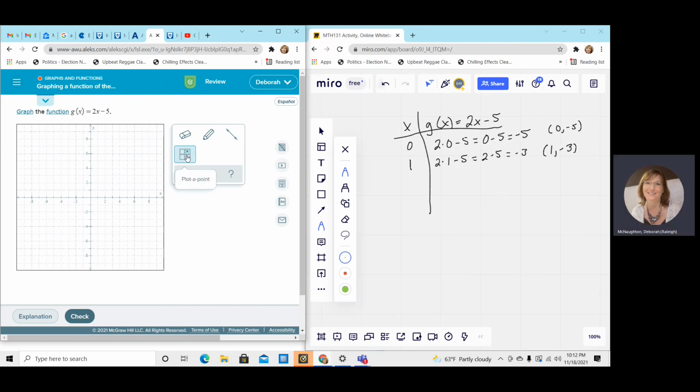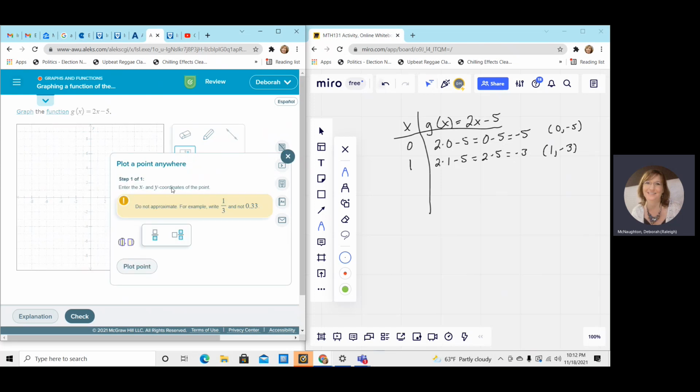And then the third way that we can graph it is by using this plot a point feature. So I'm going to go ahead and click that. And our first point is 0, -5. And then we have to click plot point or it won't put it there. It shows us, but it didn't actually put it there. And then our second point is 1, -3.